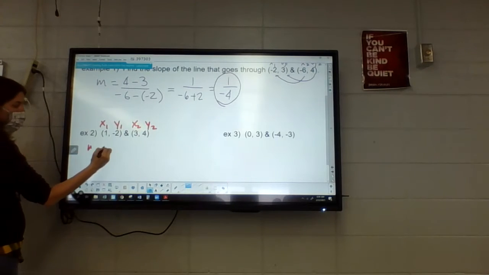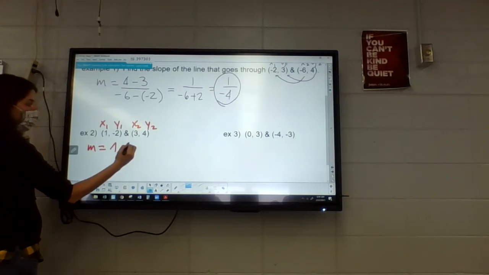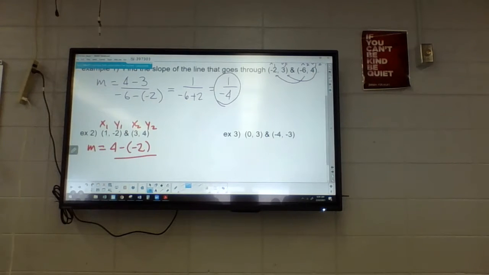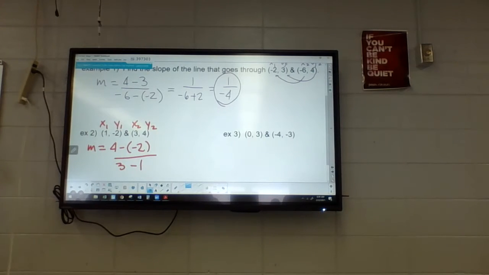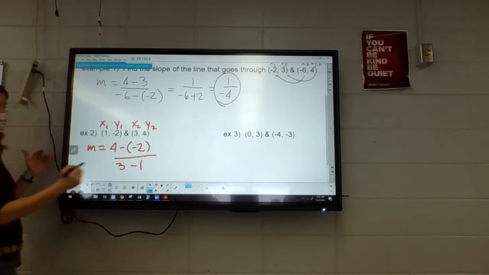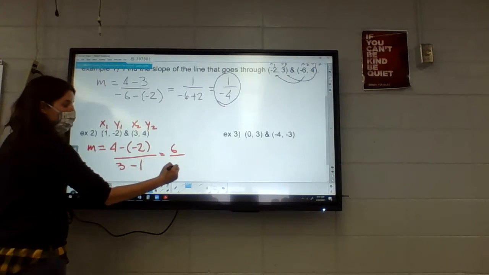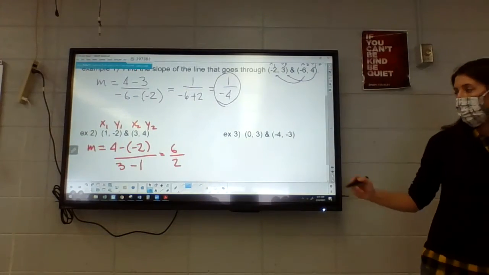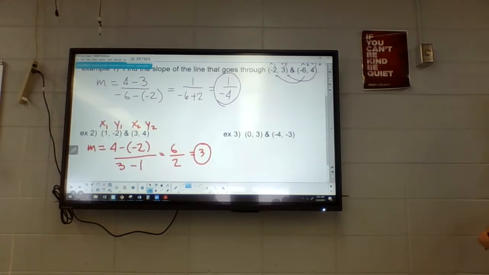So you do y2 minus y1. So 4 minus a -2, over 3 minus 1. So 4 minus a -2 is going to end up being 4 plus 2, which is 6. 3 minus 1 is just going to be 2. But then I can simplify 6 over 2 to just be 3, or 3 over 1, either way. So that would be a +3 for the slope.